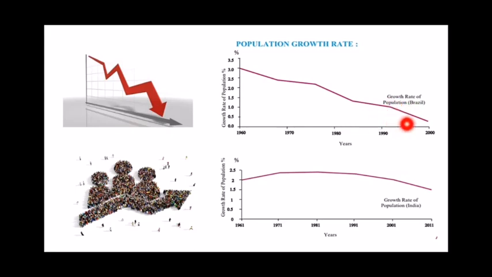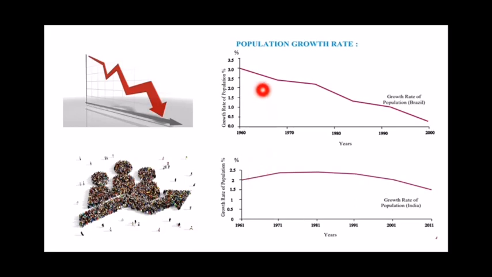Now this is the graph for Brazil and this for India. The pink line shows the growth and the decreasing of population. The years are given down here: 1960, 70, 80, 90 and 2000. If we look at Brazil, in 1960 you can see the population was higher at around 3.0, whereas in India in 1961 it was around 2.